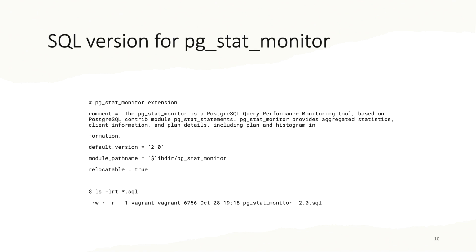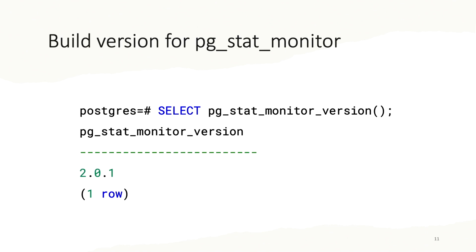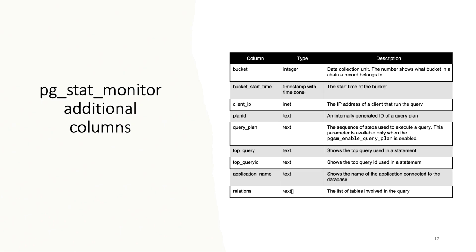There are two concepts, the SQL version and the build version, for PGStat monitor. When you create the PGStat monitor extension, you can see this. The default version is 2.0, and it will install 2.0. The current version is 2.0, and this file will run in the background. It's quite detailed. If you check the PGStat monitor version, it will give you which version you have. This is minor version 2.0, and this is minor version 1. So you can see the version of PGStat monitor.